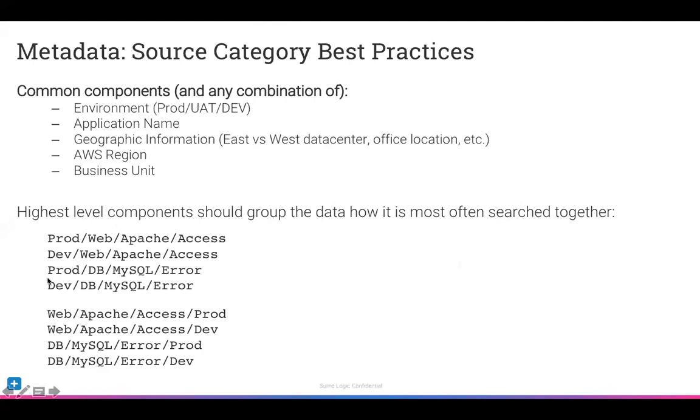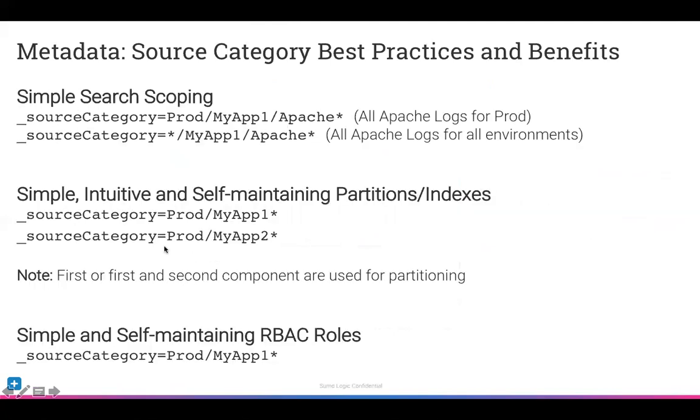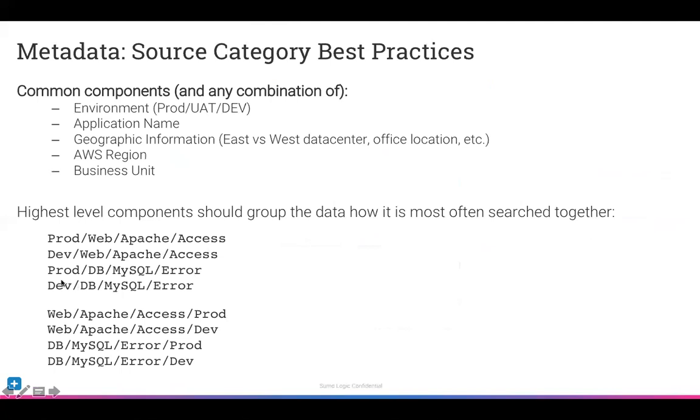Look at these 2 different examples in here. On the top 4 lines and the top 4 descriptions I have here, I've broken it by environment. I have prod web Apache access, and dev web Apache access. Oops, sorry, my mouse keeps acting up. I have prod DB MySQL error and dev DB MySQL error, right? So in this case, I've built it this way because more often than not, I'm only looking at prod data versus looking across. I look at specifically prod data versus dev data.